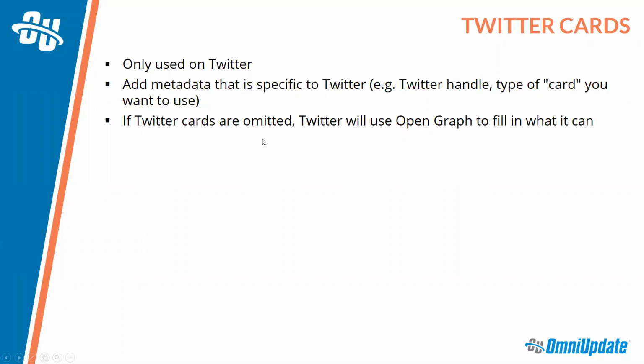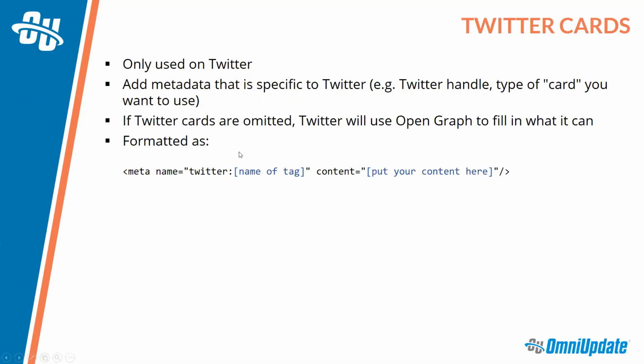And as I mentioned before, if for some reason you aren't putting in all the specific Twitter information, then it will try to use the information from the Open Graph tags. And so generally, we find that you can put in the Open Graph stuff that you want, and then whatever extra that you need for Twitter, you can throw in extra.